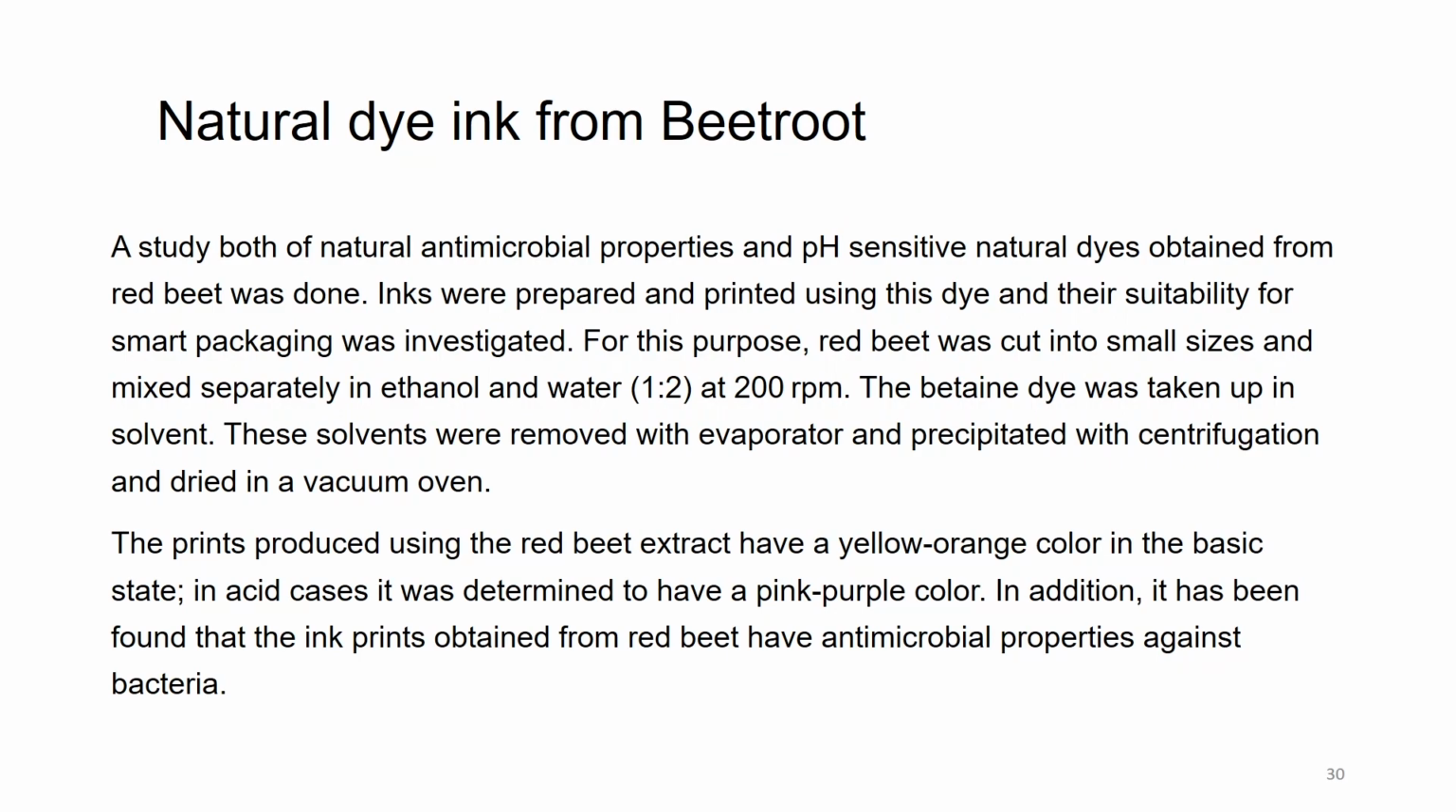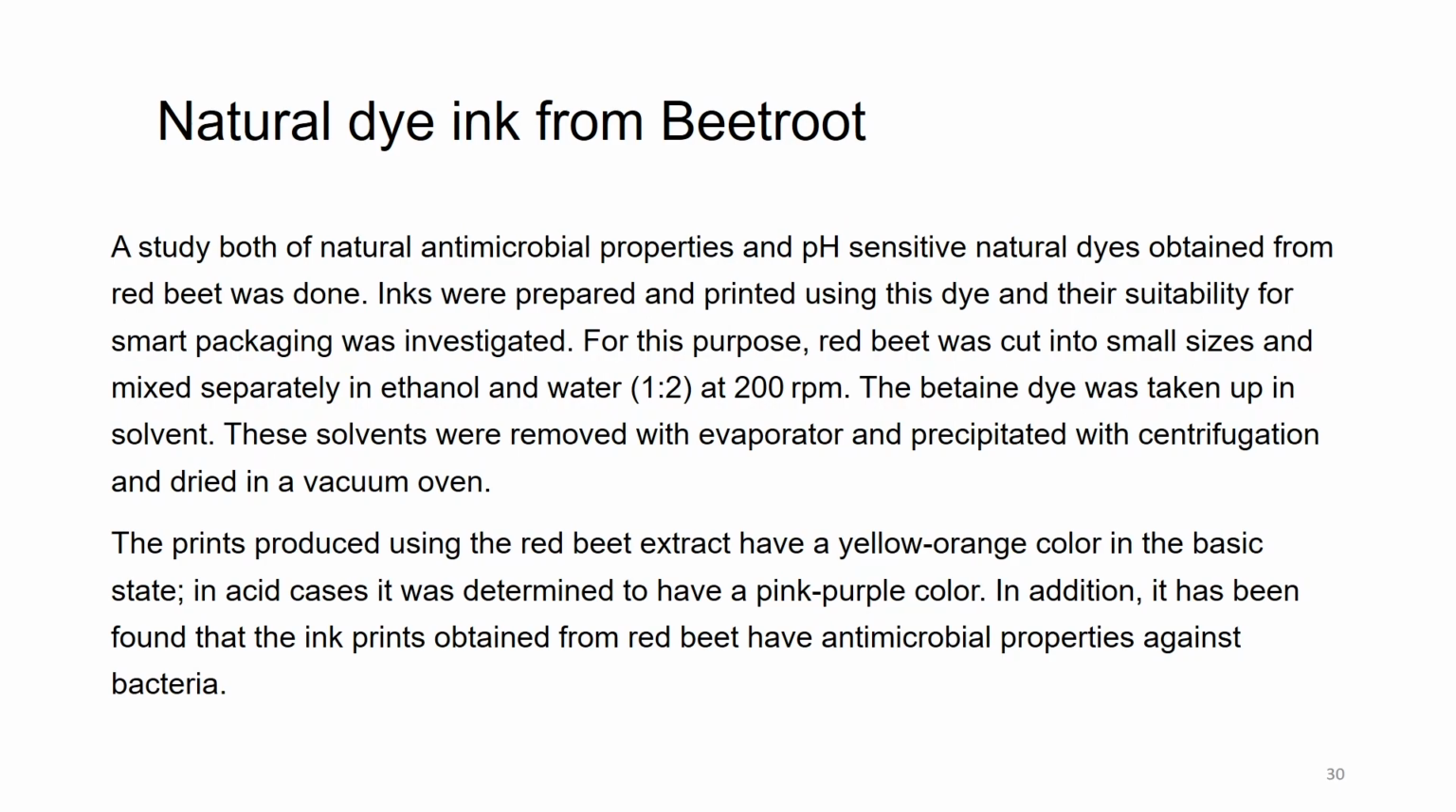So, people are exploring newer and newer sources for getting these dyes from plants. Indigo is one of them, Japanese knotweed is another one, and the third one is beetroot. A study of both natural antimicrobial properties and pH sensitive natural dyes obtained from beetroot was done. Inks were prepared and printed using this dye, and their suitability for smart packaging was investigated.